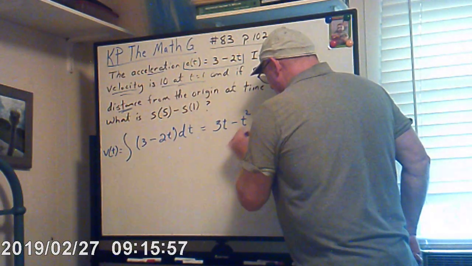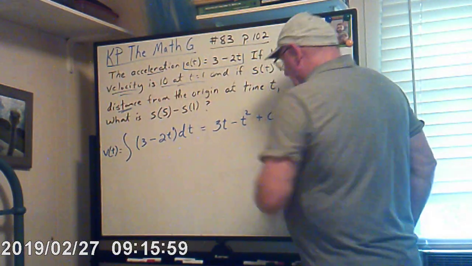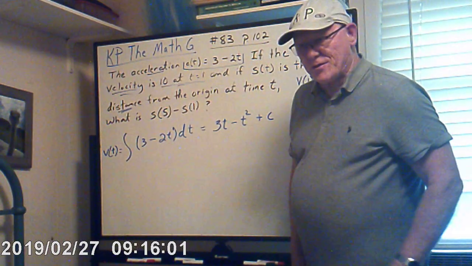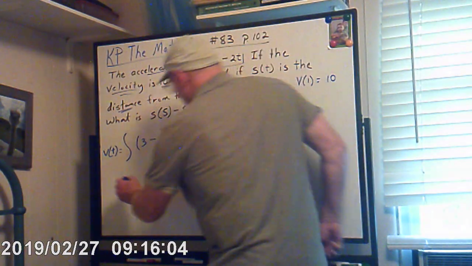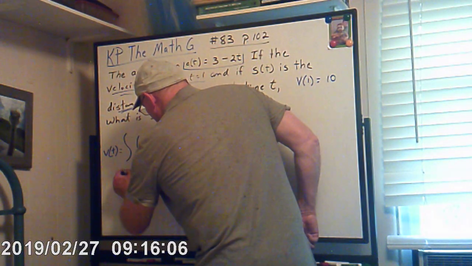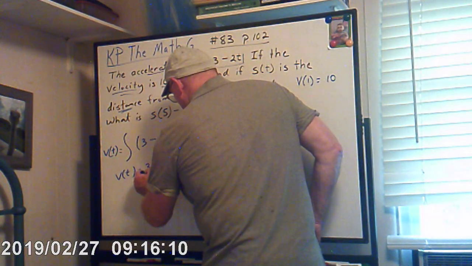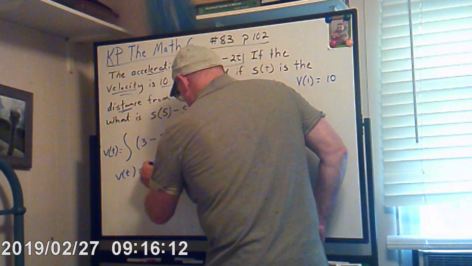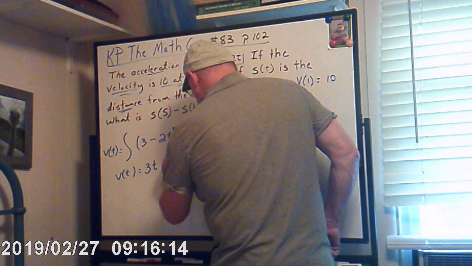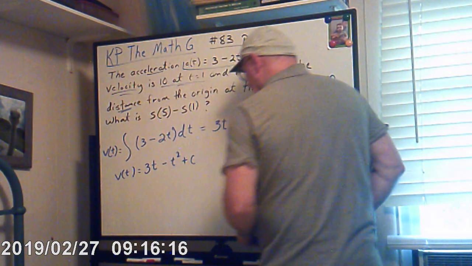I'll need all the room I can get. Now remember, you do not forget to put a plus c. So what we have here, ladies and gentlemen, is v at t is equal to 3t minus t squared plus c.